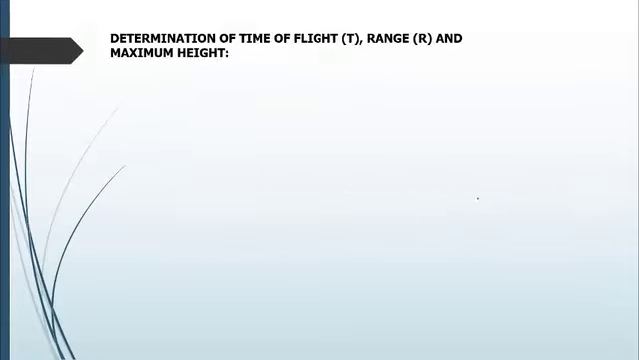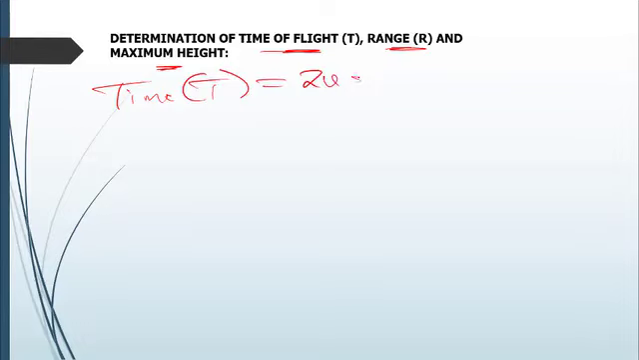And this is how it is written. Now let's see the formulas for determining time of flight, range, and maximum height. So the formula for determining the time of flight, T, is given by T equal to 2u sine theta all over g, where g is acceleration due to gravity.